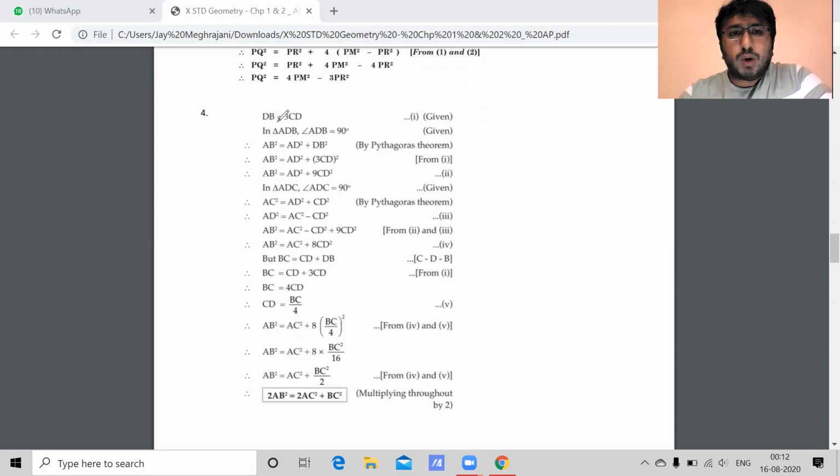What information do you have about BD? It is equal to 3CD. So in place of BD, I will write 3CD the whole square. 3CD the whole square will give me 9CD square. If you have done the sum correctly till here, you get 1 mark.